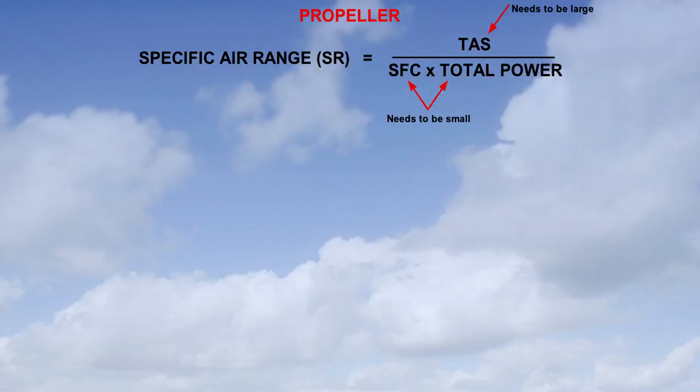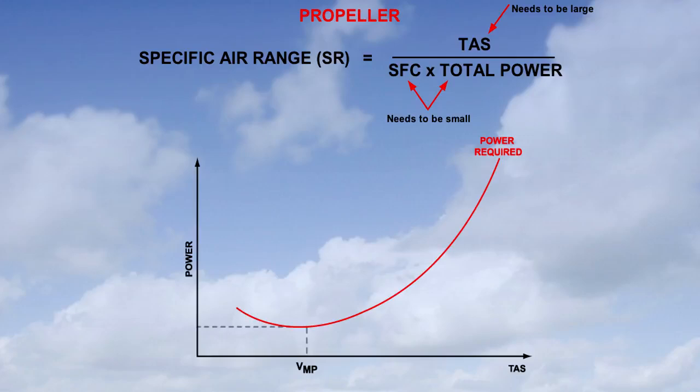Having completed the analysis of range for a jet aeroplane, let us now examine specific air range for a propeller aeroplane. We stated earlier that to maximize the specific range, the TAS must be high, and the specific fuel consumption and the power required must be low. Shown on screen is the power required curve for a propeller aeroplane. If the aeroplane were to fly at VMP, then of course its engine would be delivering minimum power required for level flight.